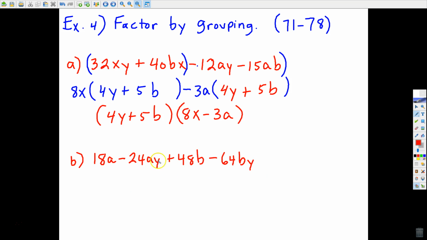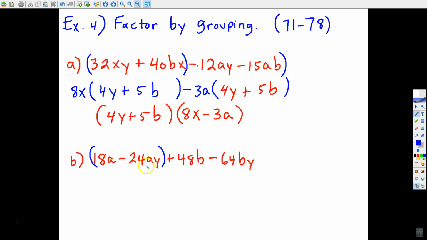Okay, let's do another example of those. This one, again, has 4 terms, and they've set it up really pretty well for us because it won't always work this way. Sometimes you've got to do your arranging yourself to make 2 groups of 2 that have a GCF in common. But the way these problems are set up, they've already pretty much set them up that way for us.